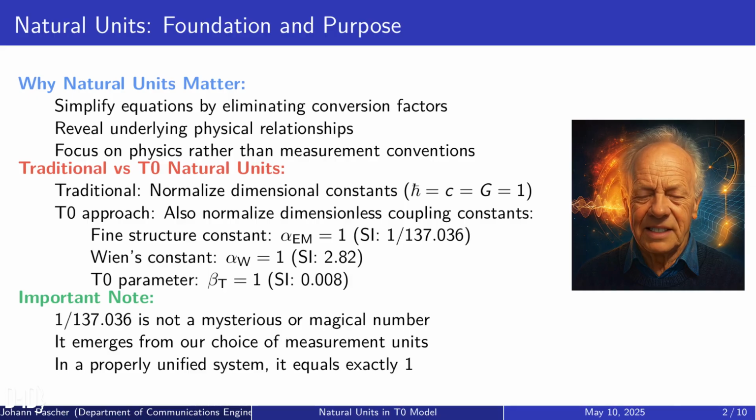Traditional natural unit systems normalize dimensional constants like the reduced Planck constant, speed of light, and gravitational constant to 1. The T0 model takes this further by also normalizing dimensionless coupling constants. These include the fine structure constant, which is approximately 137.036 in SI units, Wien's constant of about 2.82, and the T0 parameter of roughly 0.008.